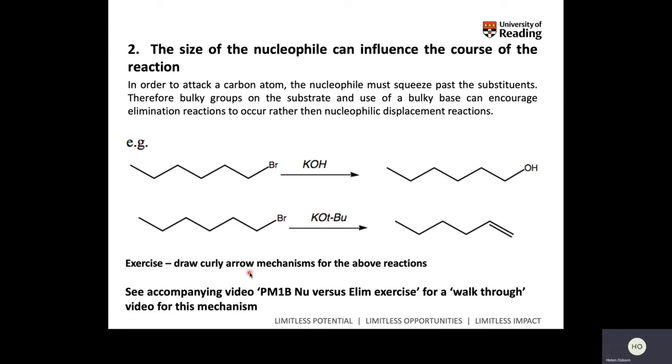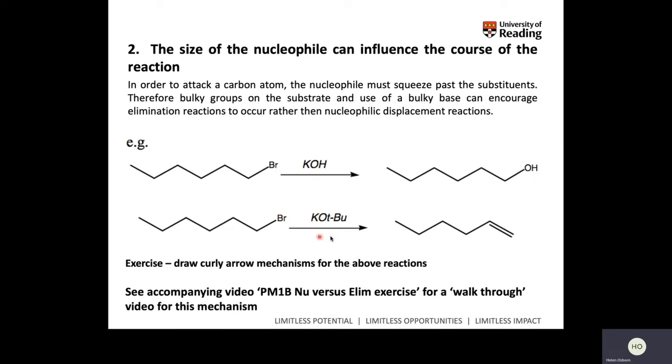I've discussed in words, and with a little bit of laser pointer annotation, how this reaction goes, but I have another exercise for you to try here. I'd like you to draw the curly arrow mechanisms for the above reactions. For this case here, if this was to react with K+, OH-, what would the arrows be to get us through to this alcohol product?